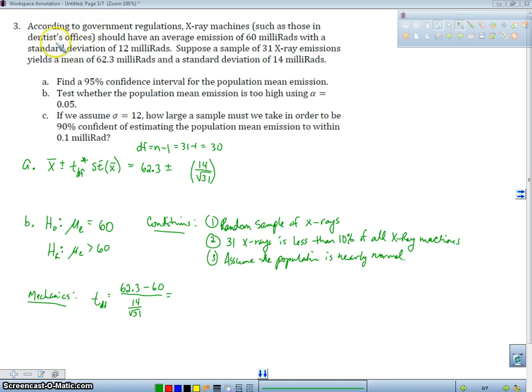So we are on number 3 here, and I have the information, so I'll let you read through that. I forgot to put a problem on this review sheet that had a sample size less than 30 for using a t-test. So there will be one on the test that will be less than 30. This one's 31, but there will be less than 30. So I'm going to treat this one as if there were less than 30 in the sample size.